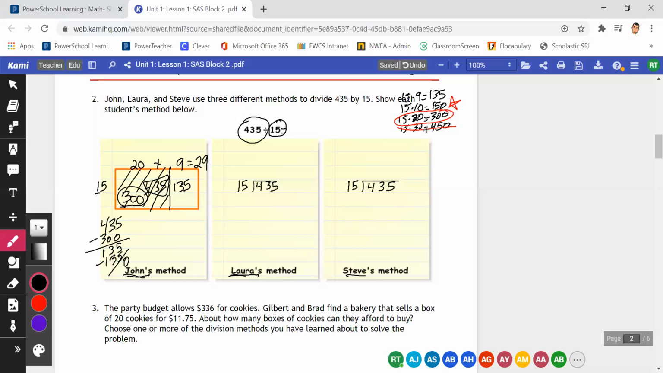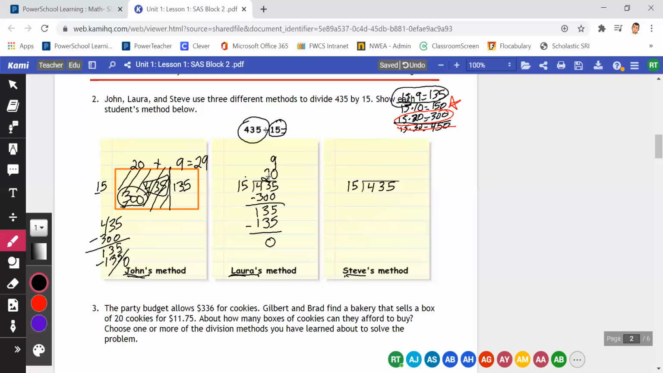And so I can think about these problems here and I can say, well, 15 times 20 is 300. So if I put in 20 groups of 15, I can subtract 300 from my larger group, giving me a remainder, giving me 135 left. And I know that 15 times 9 is 135. So I'm going to put 9 more groups of 15 into this, which gives me 135. Subtract that out, and I have 0.